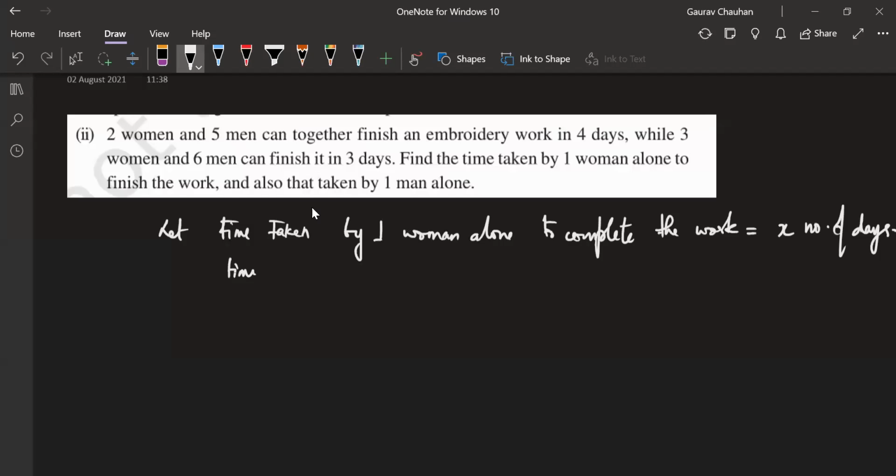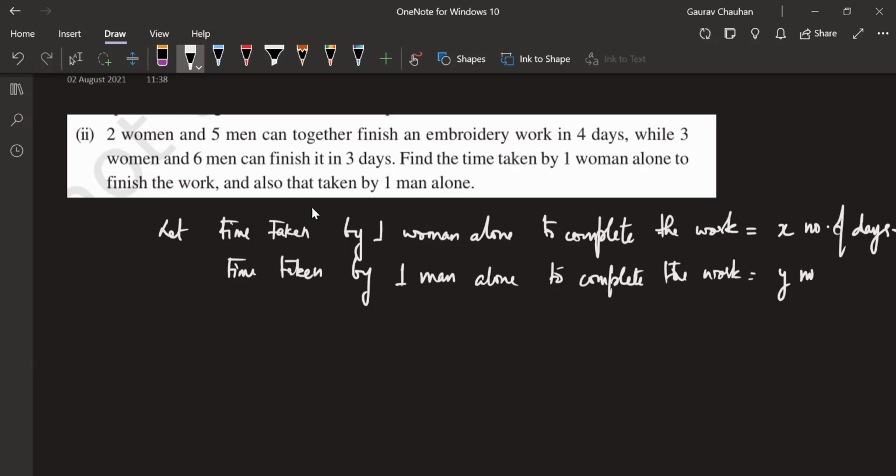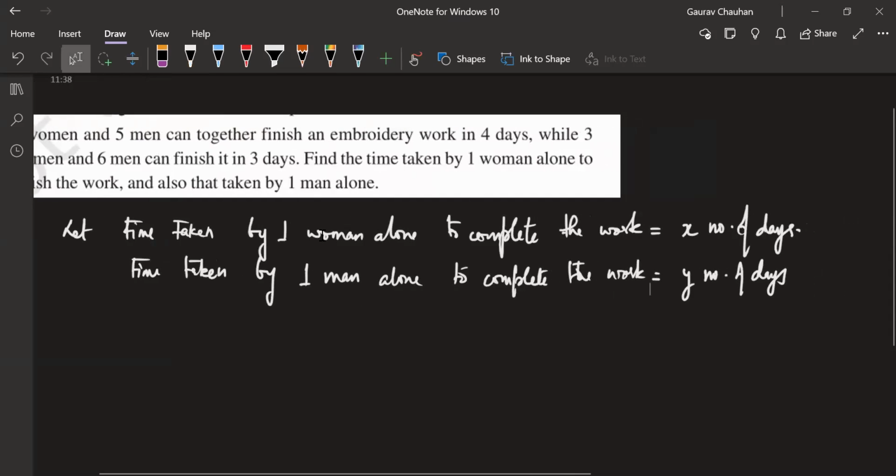Let time taken by one man alone to complete the work be equal to Y number of days. Okay, everyone is okay with the assumption? Is the assumption good enough? Yeah, X number of days, Y number of days.